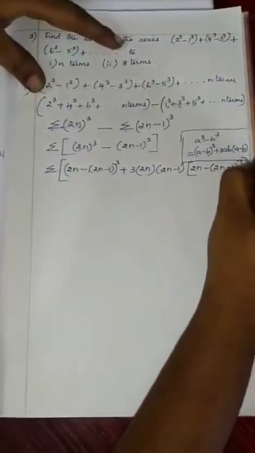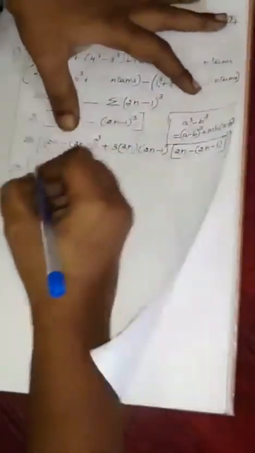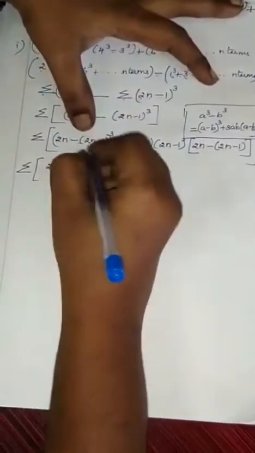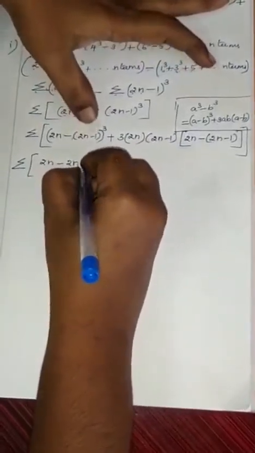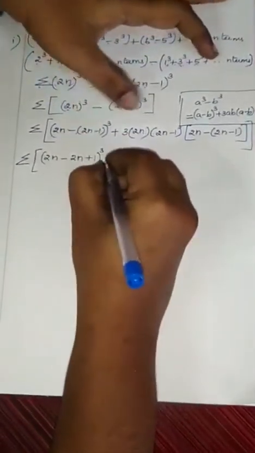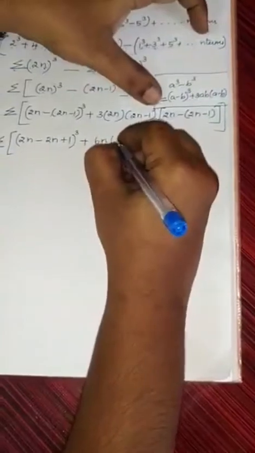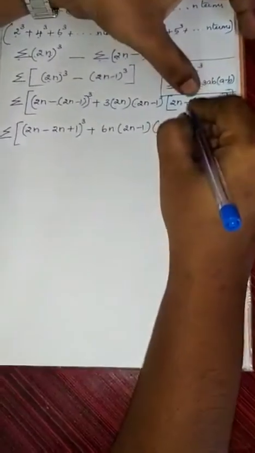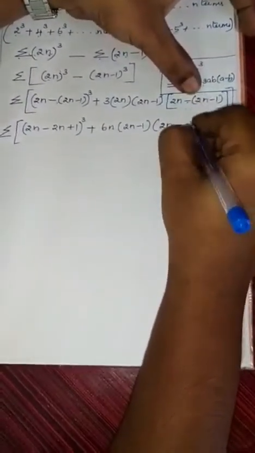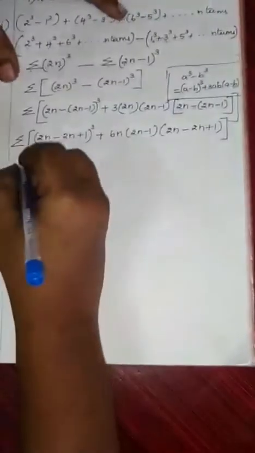So now simplify this. Summation is common outside. Now see here, take this minus inside 2n and remove the bracket. Minus into minus 2n is minus 2n, minus into minus 1 is plus 1, the whole cube, plus 3 2s are 6n into (2n minus 1). Now again simplify this, 2n, take this minus inside and remove the bracket, minus 2n, minus into minus is plus 1. Now 2n minus 2n you can cancel here.